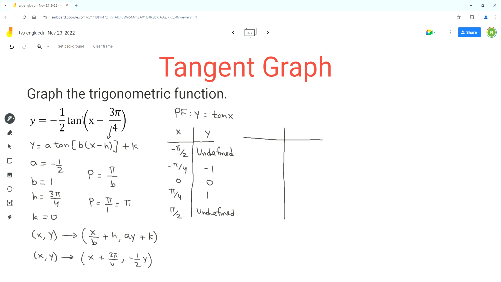So in the x column, we'll use the x coordinate from the mapping rule. And in the y column, we'll use the y coordinate from the mapping rule. Let's start with the first point. The first x value is negative pi over 2. So for the first point for the transform function, we do negative pi over 2 plus 3 pi over 4. So we use the x and y values from the table of values of the parent function or the base function. The negative pi over 2 plus 3 pi over 4 is equal to pi over 4.